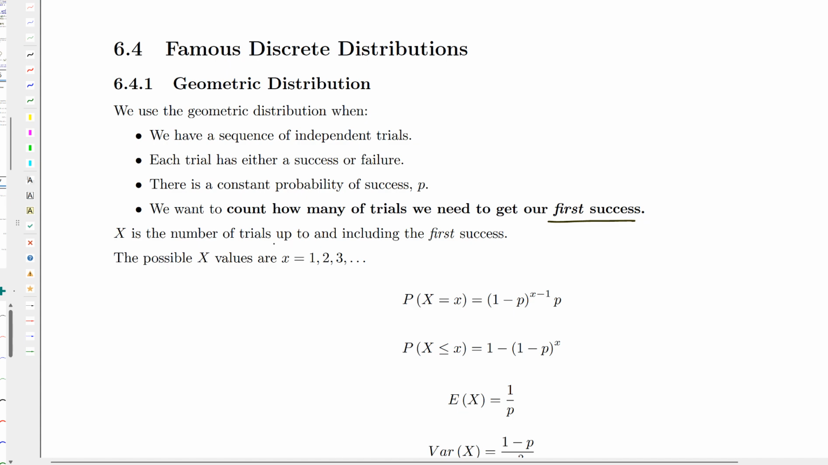So X will be our random variable. It will be the number of trials up to and including the first success. So the possible X values, because we want the first success, we have to do it at least one time. So our possible X values are 1, 2, 3, etc. There's no upper limit because we want the first success. Maybe that takes us 3 times, maybe it takes us 1,000,000 times.